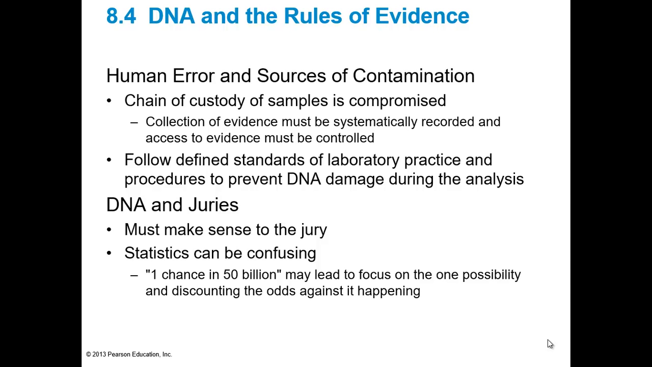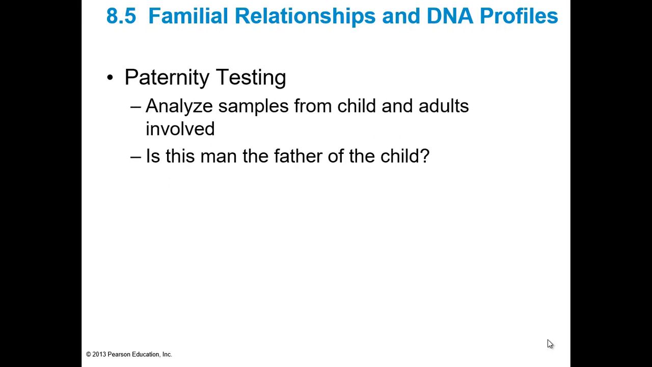And the statistics can be confusing. Say if you say 1 in 50 billion, that may lead somebody to think, oh, there's a possibility that the DNA evidence is wrong because there is a 1 chance. So 50 billion, there aren't 50 billion people in the world. That would have to be explained very carefully.